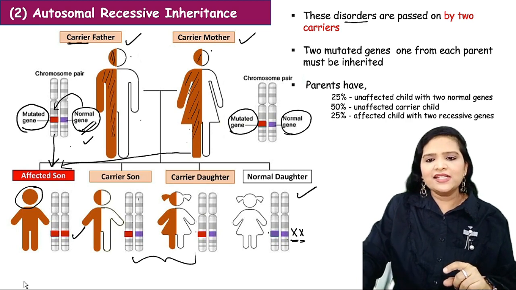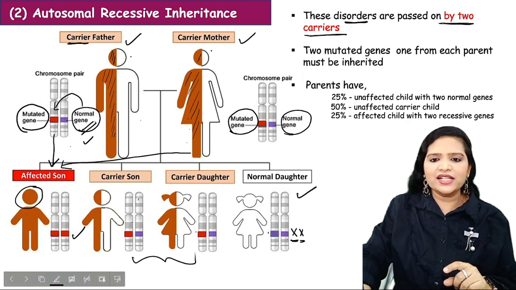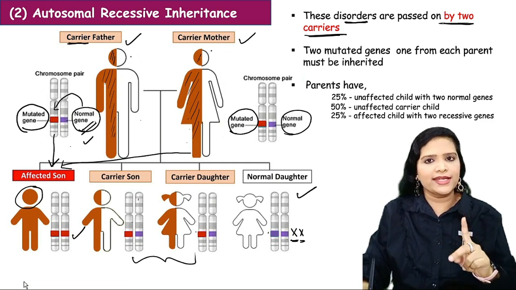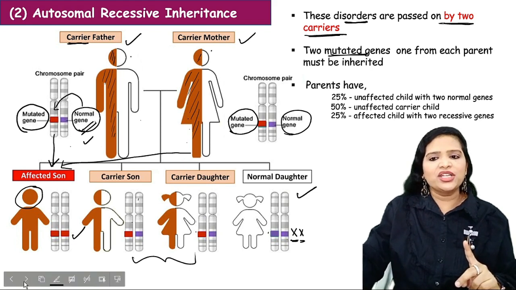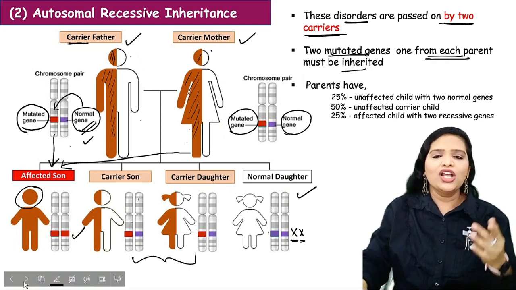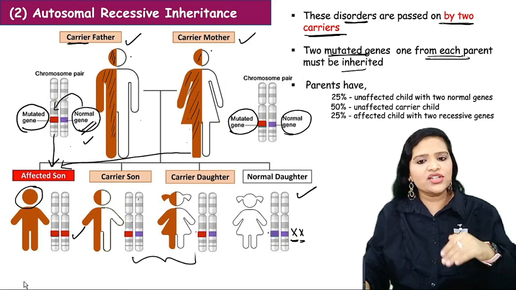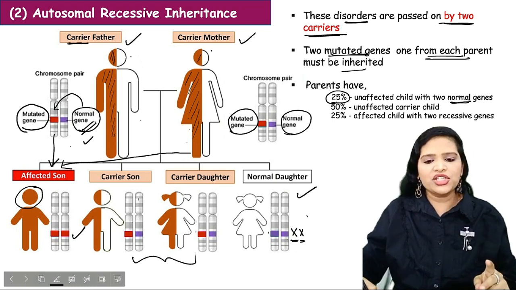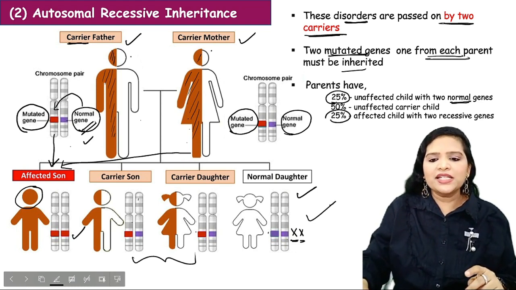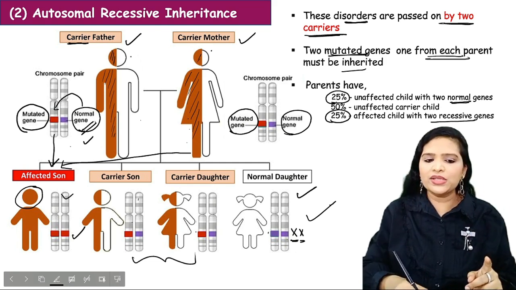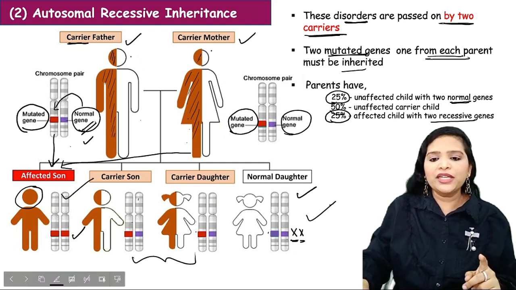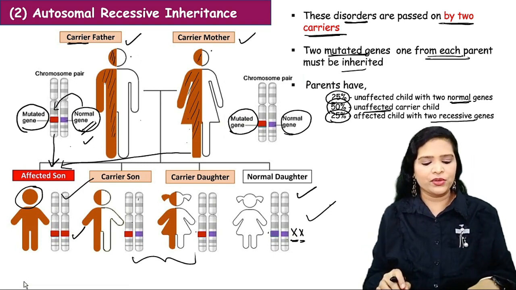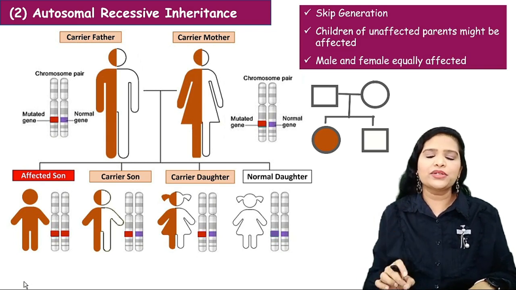Look here, these disorders are passed on by two carriers. You need two carriers to pass this disorder to the next generation. Not only one carrier is enough. So two mutated genes, one from each parent, must be inherited. So the chance for the next generation is that 25% of the children will have two normal genes and be unaffected, 25% will have two recessive genes and be affected, and 50% will be unaffected and act as carriers. So this is autosomal recessive inheritance.